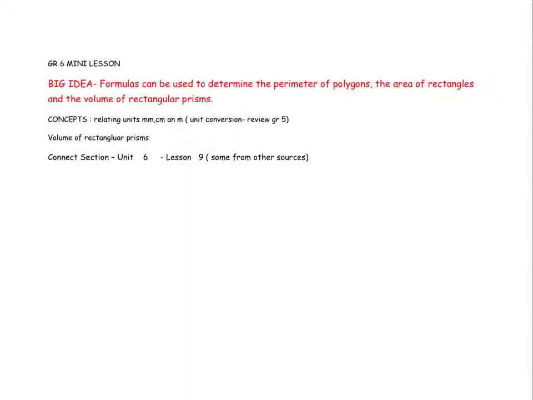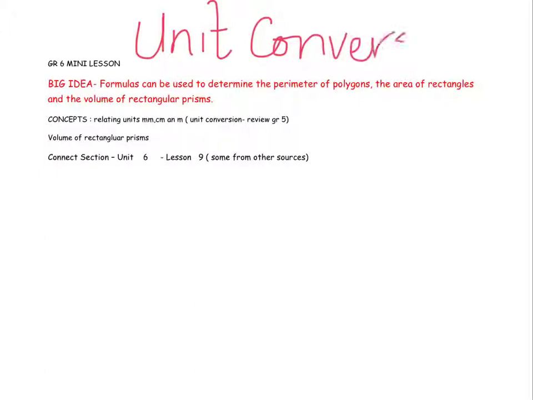Last lesson for this unit. We are looking at unit conversion. It fits in well with our big idea in that often when we find the perimeter of a polygon, the area of a rectangle, or the volume of a rectangular prism, you may need to show those units in a different way. So if you found the volume of your rectangular prism in centimeters, they may want it in millimeters, and this happens all the time on the Alberta Provincial Achievement Exams.